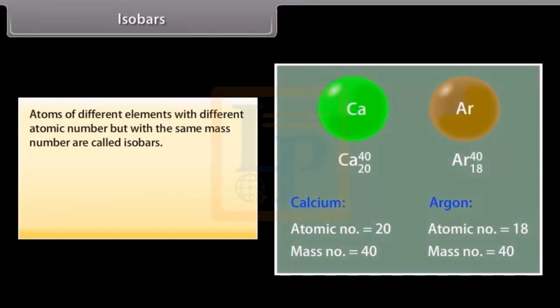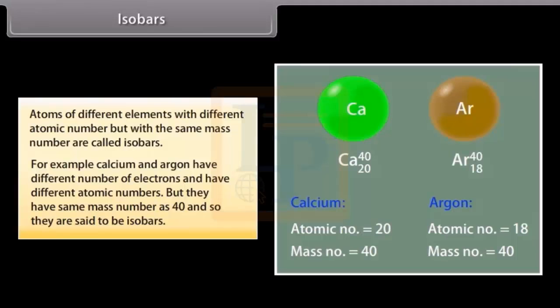Isobars. Atoms of different elements with different atomic numbers but with the same mass number are called isobars. For example, calcium and argon have different numbers of electrons and different atomic numbers. But they have the same mass number, 40, and so they are said to be isobars.